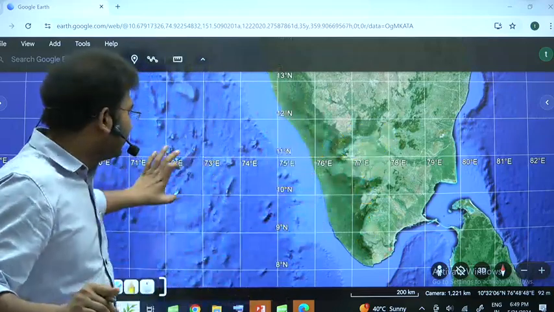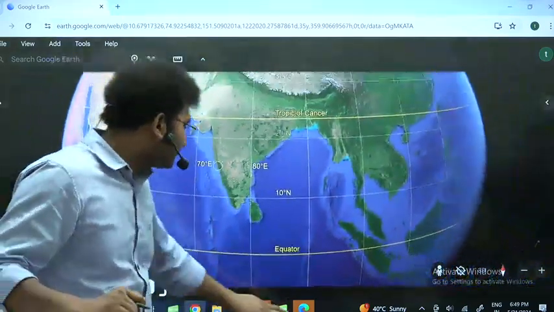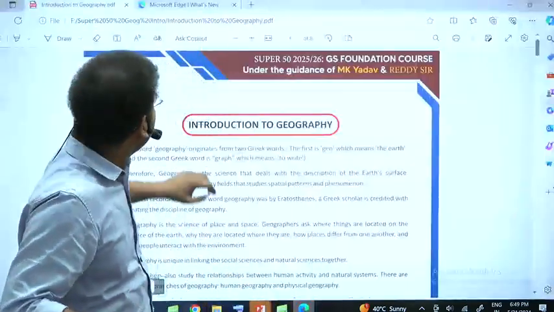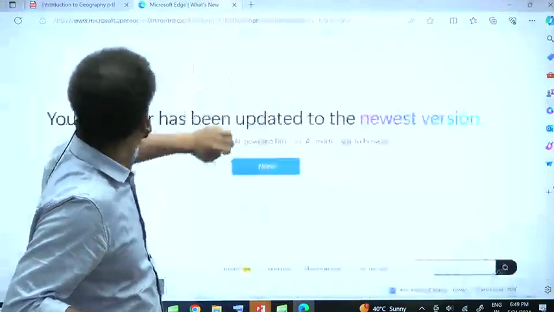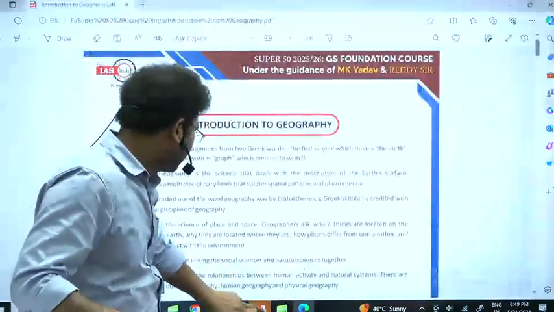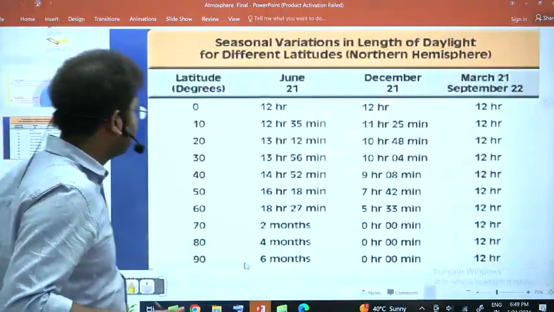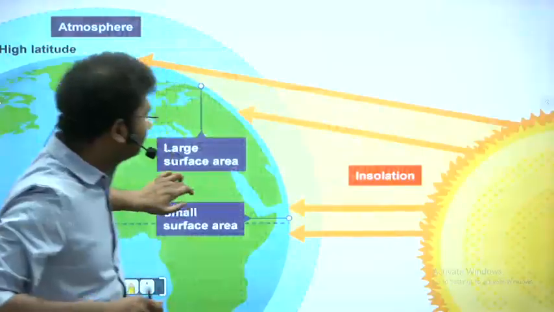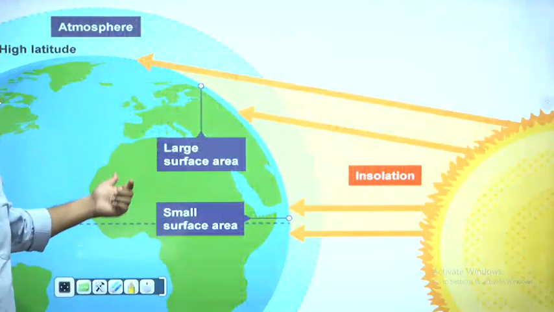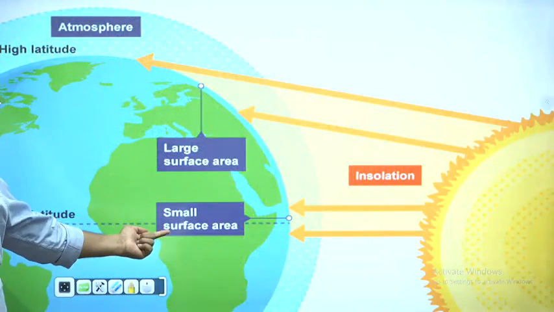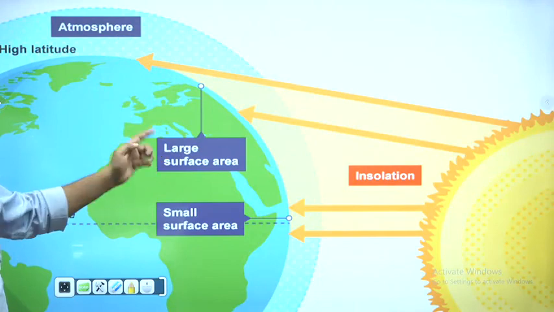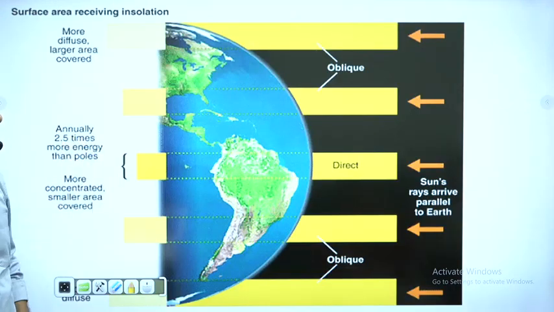Now let's move a little one step ahead and try to understand the rest of the topics here. Okay. You understood this concept? Small surface area, large surface area. Clear? And I'll be showing you some images which will give you better clarity.